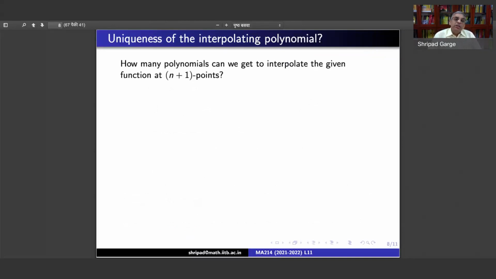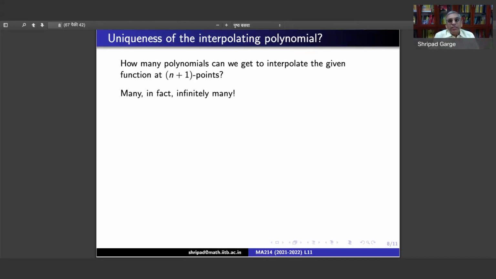So how many polynomials can we get to interpolate the given function at n plus 1 points? The question is, you are given n plus 1 nodes, which are distinct n plus 1 points. There is a function taking some values at these n plus 1 points. How many polynomials can you get which interpolate this data? The answer is: many polynomials, in fact, infinitely many polynomials.